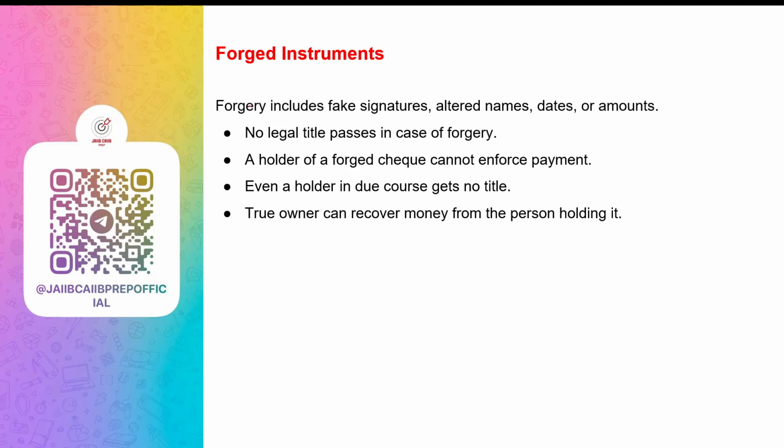Fraud or forgery affects only those involved in the fraud. It does not affect a holder in due course, who took the instrument in good faith and without knowing about the fraud. But if someone knowingly takes a check obtained by fraud, they also lose the right to recover their money.